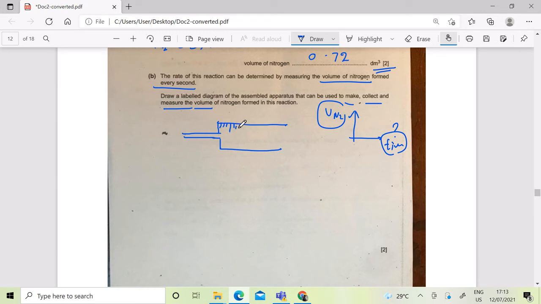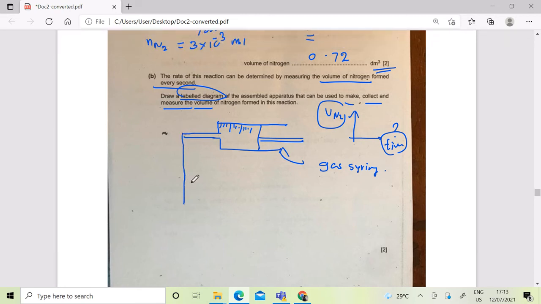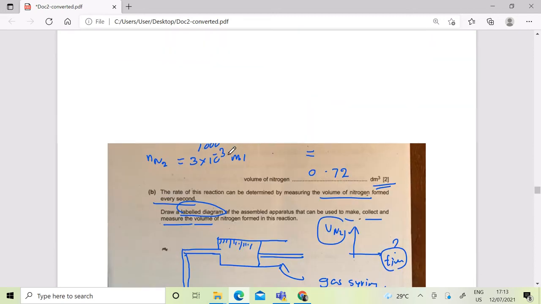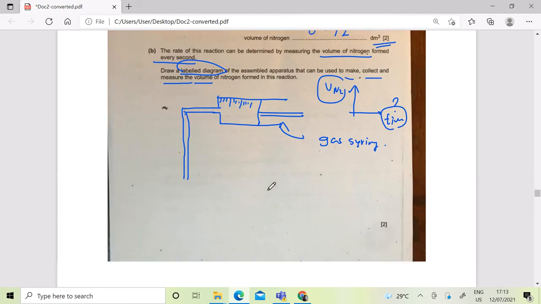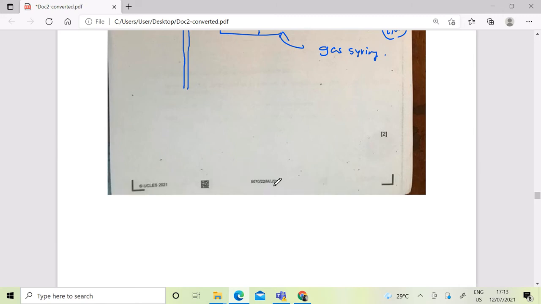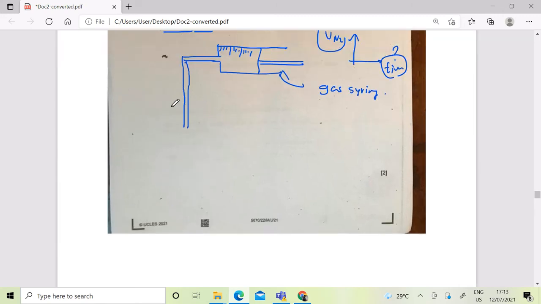So this is the gas syringe, and the question is asking for a labeled diagram. Therefore it is necessary to make the labels. So this is going to be your gas syringe. The gas syringe should be connected to the reacting vessel. Basically, in the reaction you have only 2 chemicals, this one and sodium nitrite. Therefore, we can use a titration flask for the reaction as a reacting vessel.